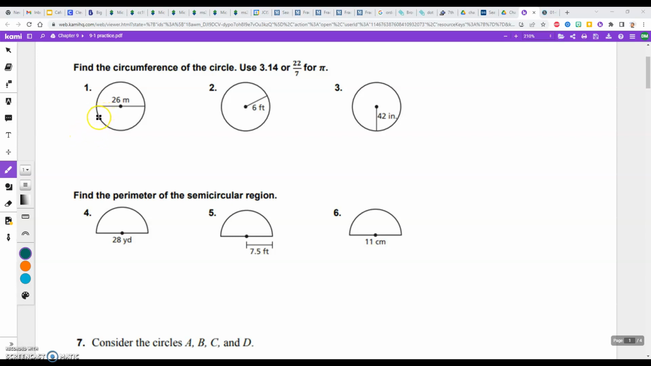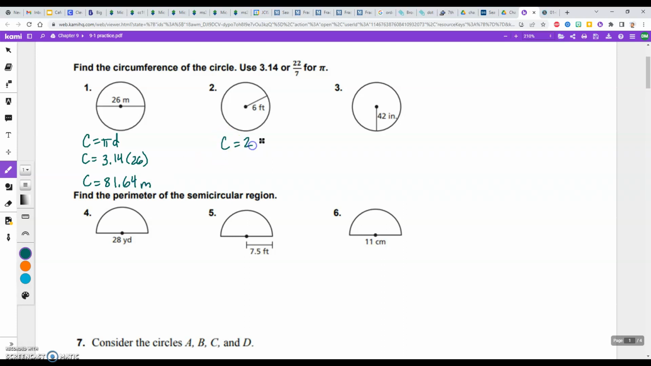Okay, finding the circumference of the circle. So we've got a diameter, so that's circumference equals pi times diameter, which means we have circumference equals 3.14 times 26, and that gives us 81.64 meters.